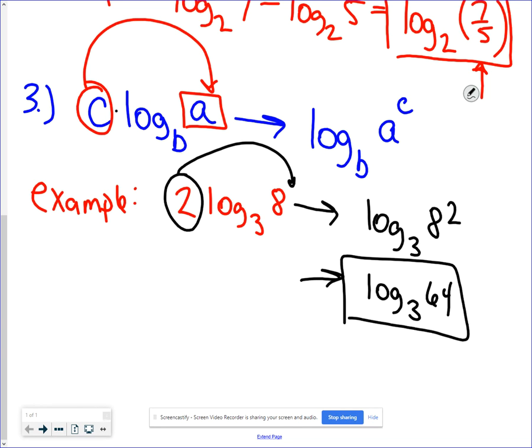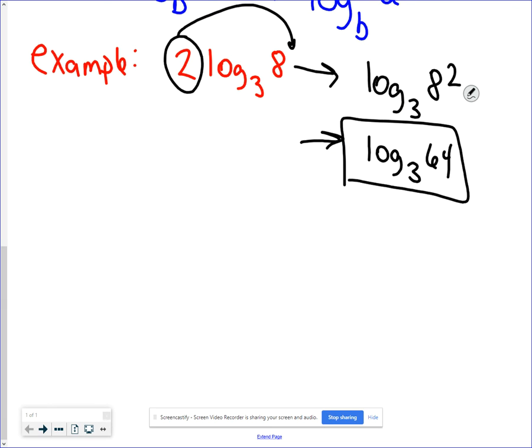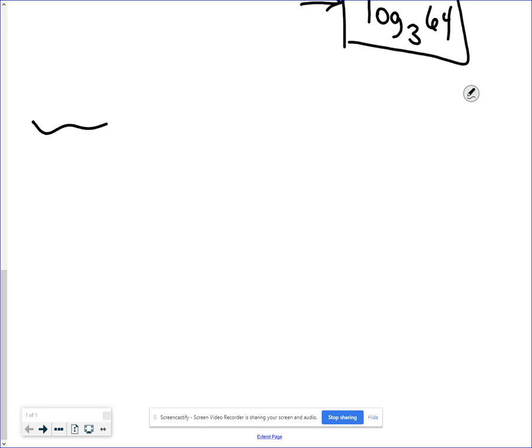So this is what you're going to be practicing today, today's assignment. So let's do a problem that combines a couple of these rules. Let's say I have the following problem.